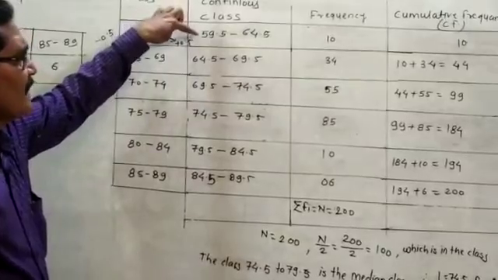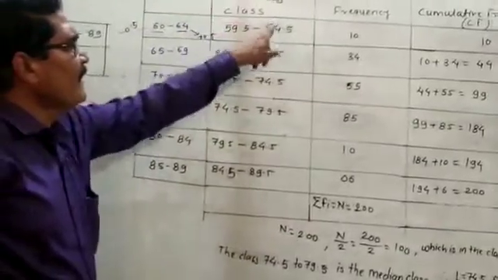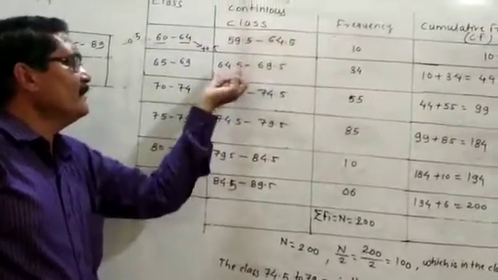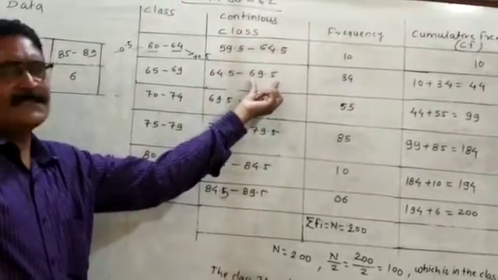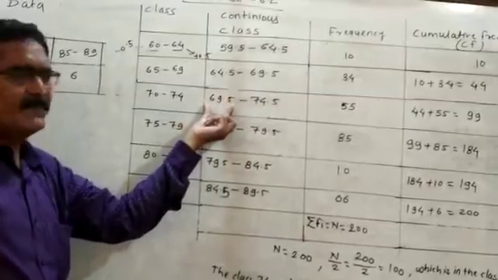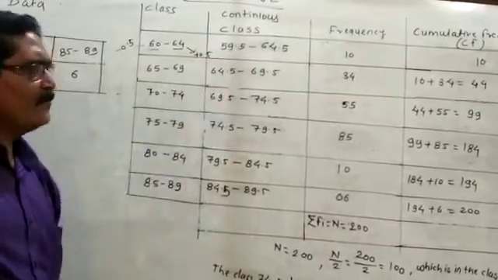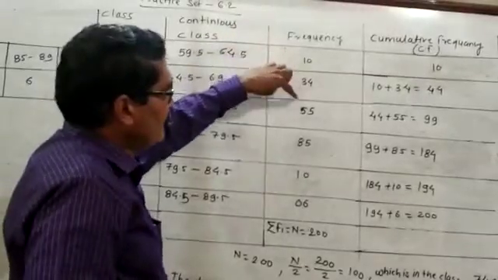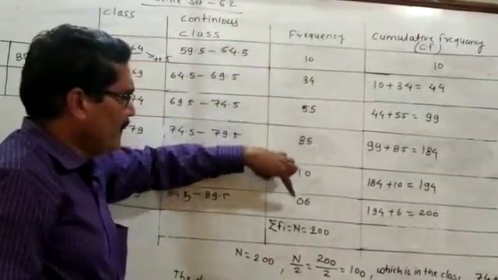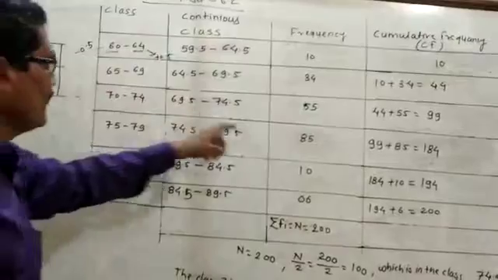This class starts with 59.5 to 64.5, this will start with 64.5 to 69.5. If this ends with 69.5, at that time the next will start with 69.5. It means you have to make continuous classes. Then you have to write the frequency 10, 34, 55, 85, 10 and 6. This is the frequency you have to write as it is.